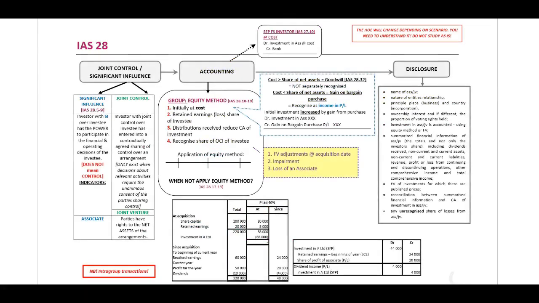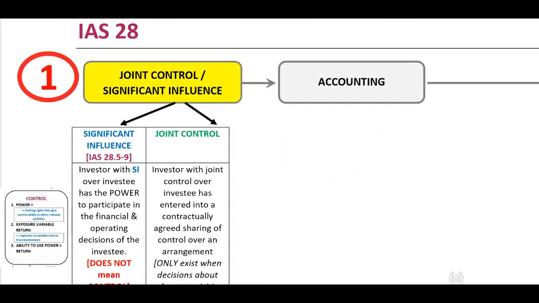When you look at your IAS 28 notes, first we will have a look at what is joint control or significant influence. Once we've determined this, we need to look at the accounting in terms of our group, and then we will move on to our disclosure in terms of IFRS 12. Let's first have a look at what is significant influence. I want you to please open your IAS 28 paragraph 5 to 9. Stop the video, read through this, and then continue watching.